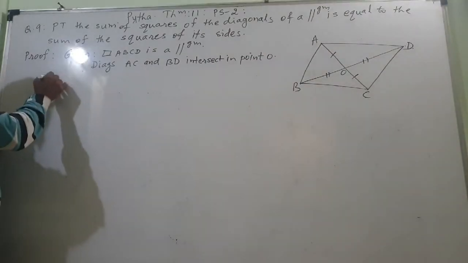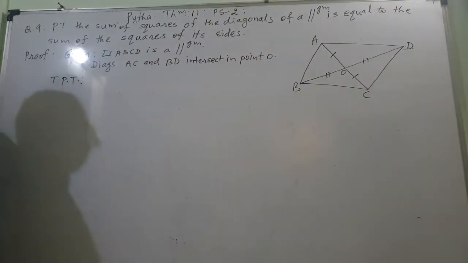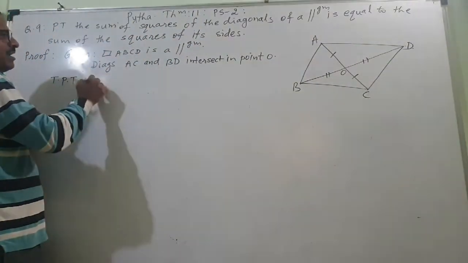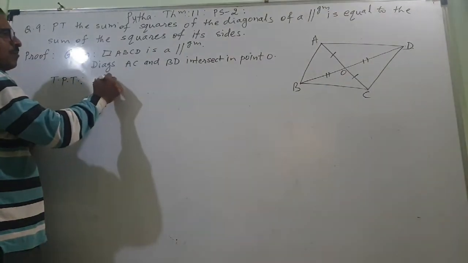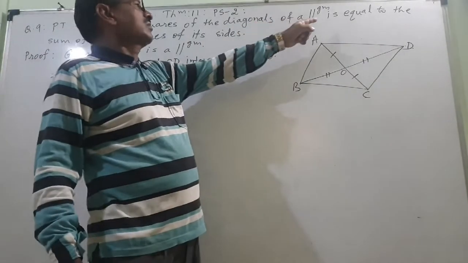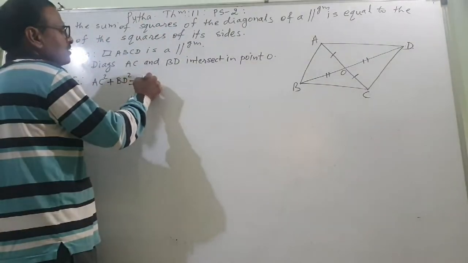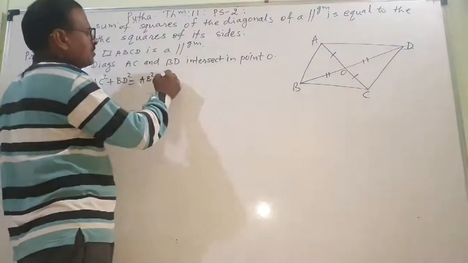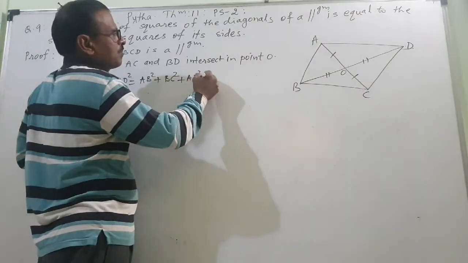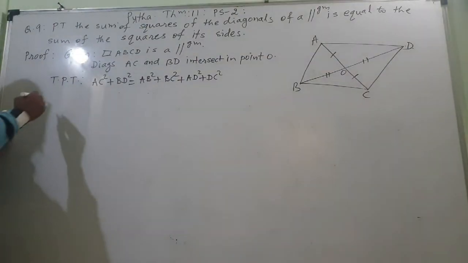What is to prove? To prove that the sum of the squares of the diagonals, which are the diagonals, AC square plus BD square, is equal to the sum of the squares of its sides. Sum of the squares of these sides means AB square plus BC square plus AD square plus DC square. These are the four sides, their squares. This we have to prove. Now the proof.